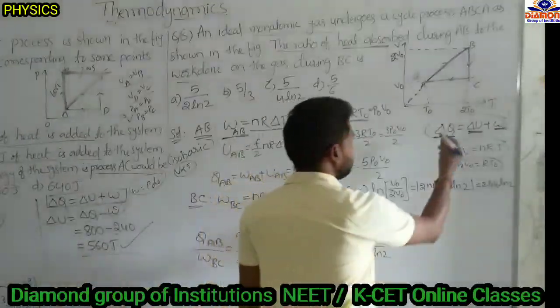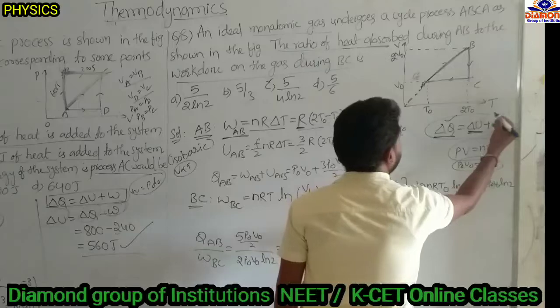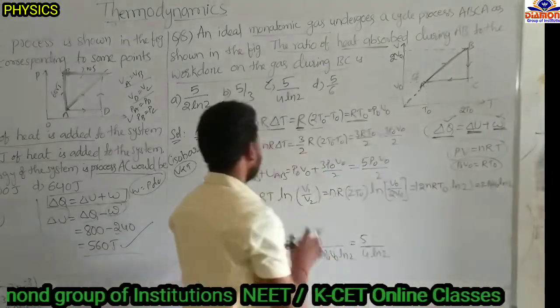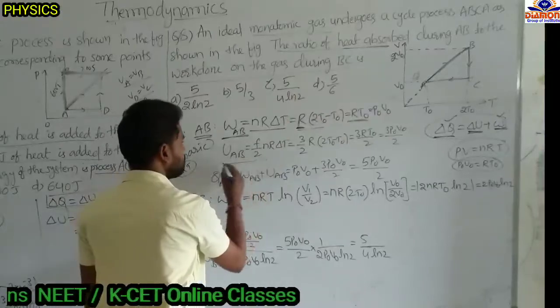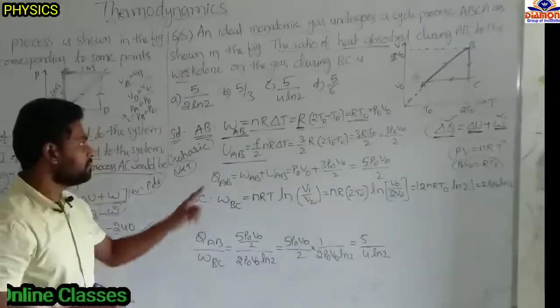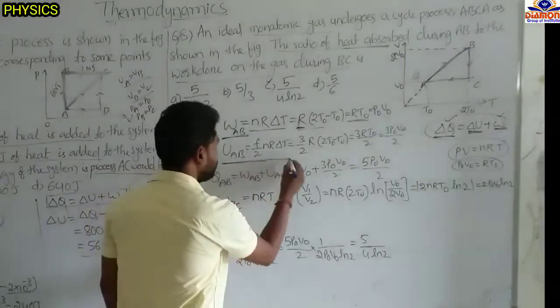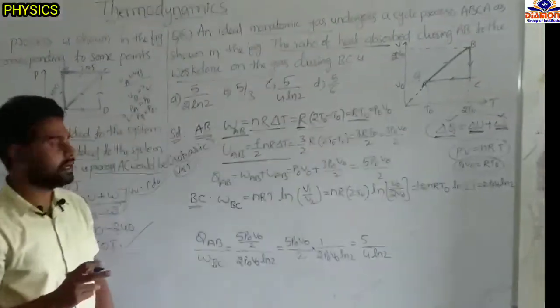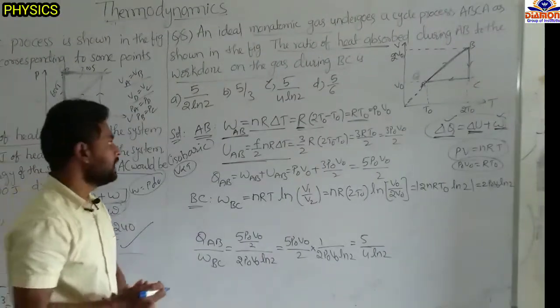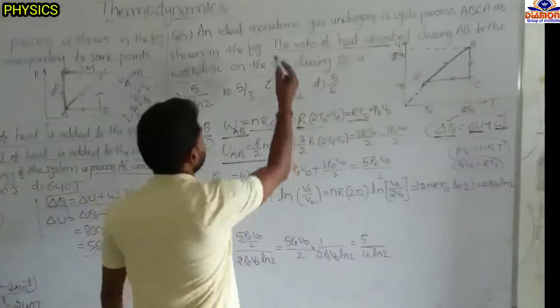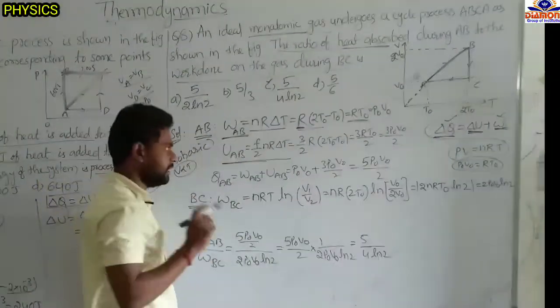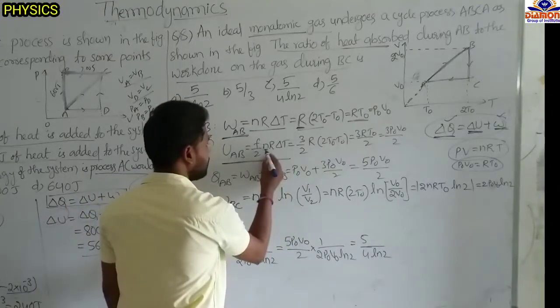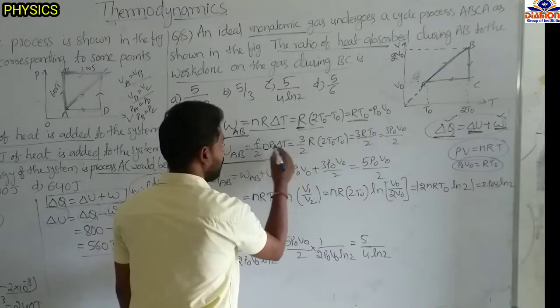To find the heat added, we have to find work done and internal energy. Work done is completed. Now we have to find the internal energy for the A to B process. The internal energy formula, remember, is f by 2 nR delta T, where f is the degree of freedom. What is the gas here? Monoatomic gas. For monoatomic gas, the degree of freedom is 3. So 3 by 2, and n is 1, so 1 into R means R.